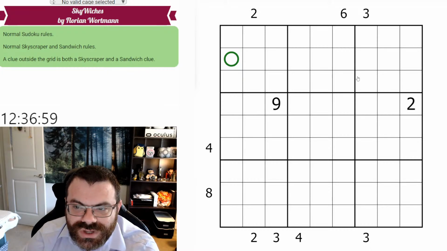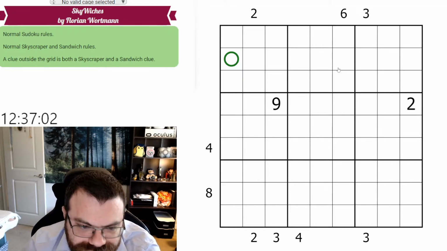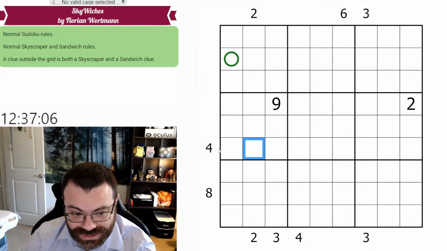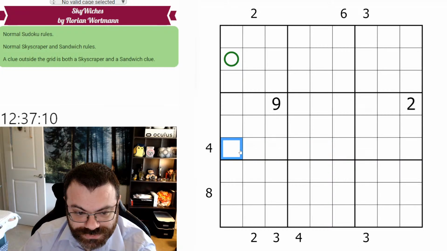So individually, what is a sandwich clue? A sandwich clue says we look at where the 1 and the 9 are in the clue's row or column. This would be a row clue and this would be a column clue, right? So you look at that row or column and you put, say, 1 and 9 somewhere. In this case, they have to be next to each other.